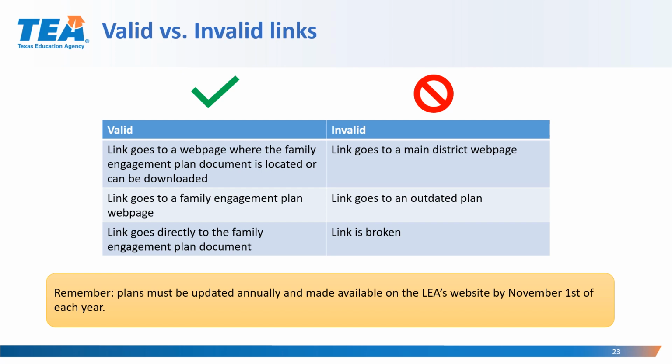Here's information regarding valid links versus invalid links. A valid link goes to a web page where the family engagement plan document is located or can be downloaded. A valid link would be a link that goes to a family engagement plan web page, or a valid link could be a link that goes directly to the family engagement plan document. Examples of invalid links: a link that goes to the main district web page, a link that goes to an outdated plan, a link that is broken. Remember, plans must be updated annually and made available on the LEA's website by November 1st of each school year.